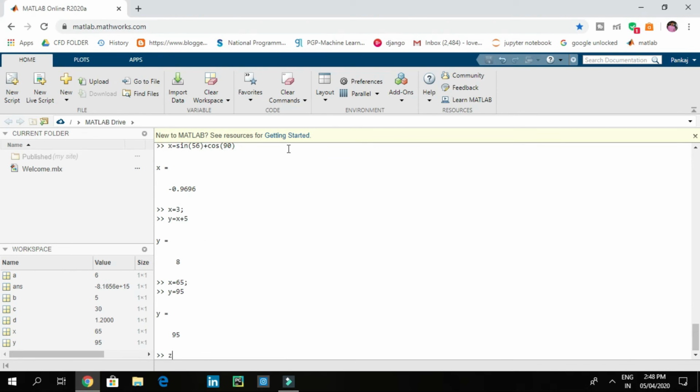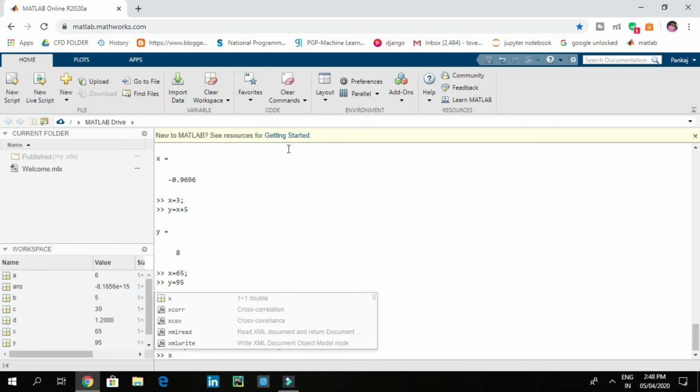And let us use some commenting. So z equal to x plus y, percent z is summation of x and y. So we use this percent for a one-line comment. It is not necessary to use a semicolon, but when we are giving comments, then use of a semicolon is good for the structure of the program.